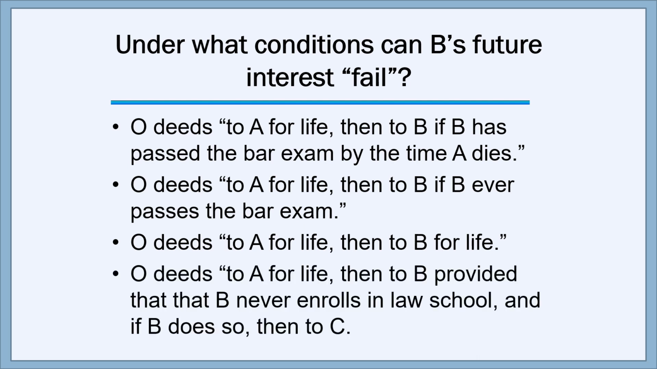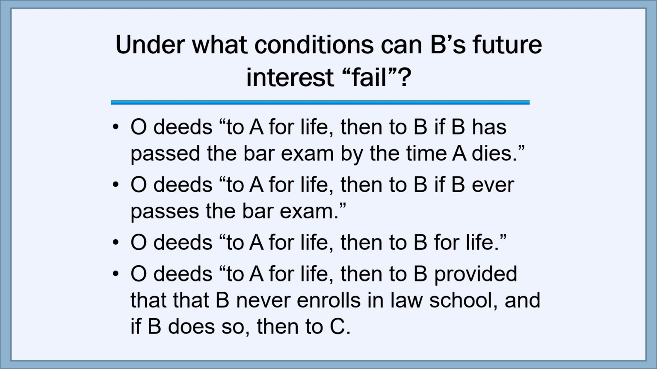The final example is a little more complicated. O deeds to A for life, then to B, provided that B never enrolls in law school. And if B does so, then to C. Well, let's take a look at B's future interest here. B's future interest is conditioned upon B never enrolling in law school. And so if B does in fact enroll in law school, then B's future interest will fail, and B won't ever be entitled to possess the property. It doesn't matter whether B stays in law school or graduates from law school, the very act of enrolling will cause B's future interest to fail.